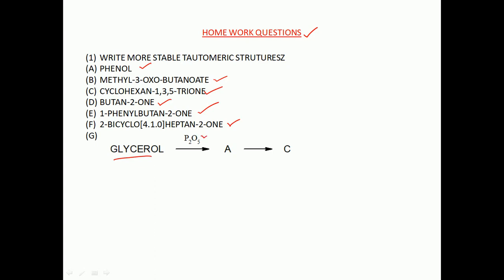On reaction with P2O5 you will get one compound A. It will participate in keto-enol tautomerism and you will get the compound C. So what are the compounds A and C?